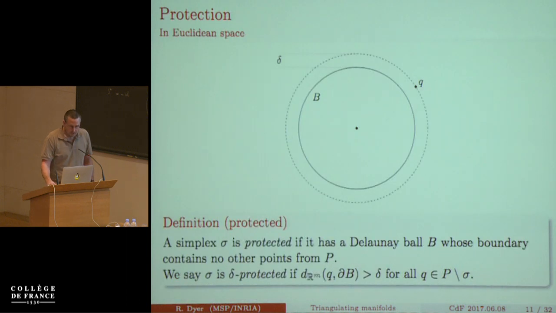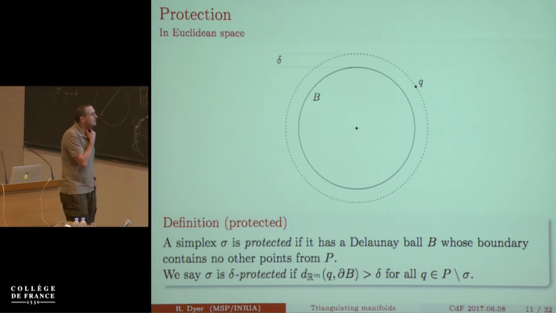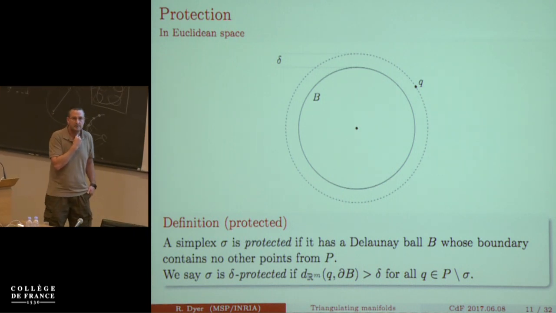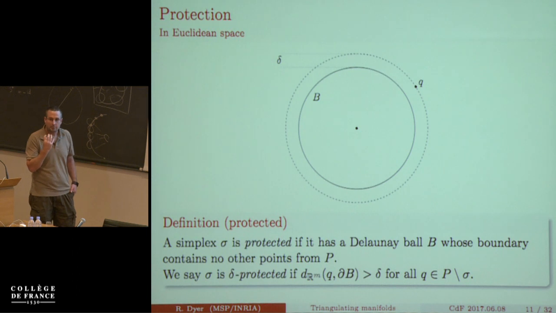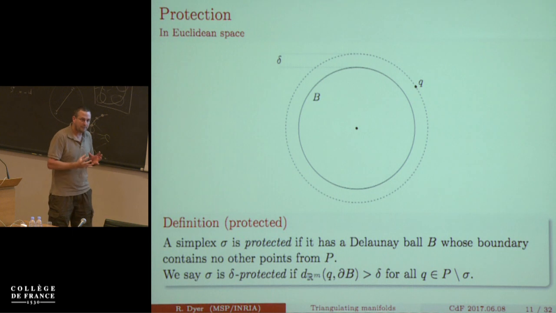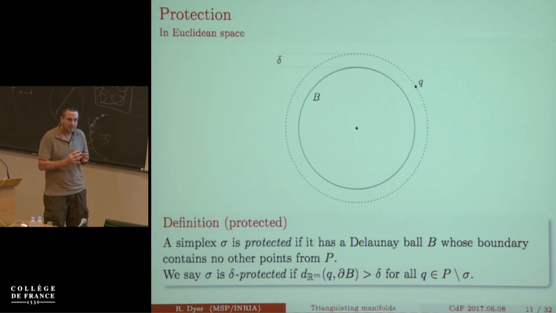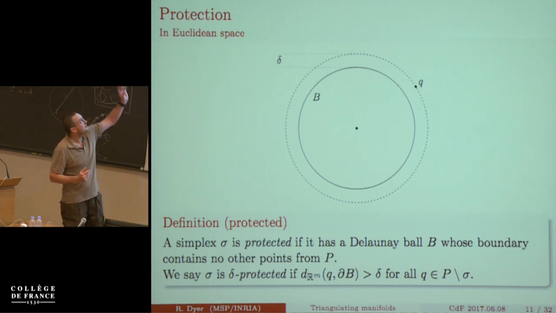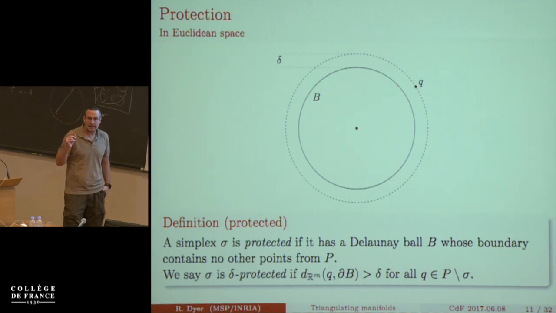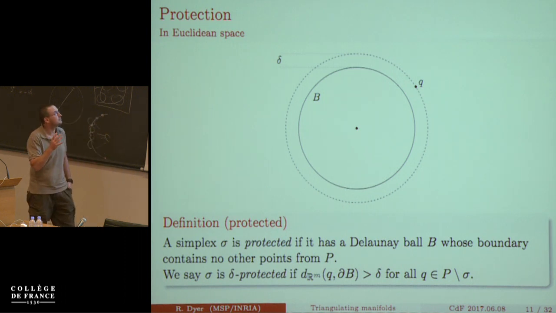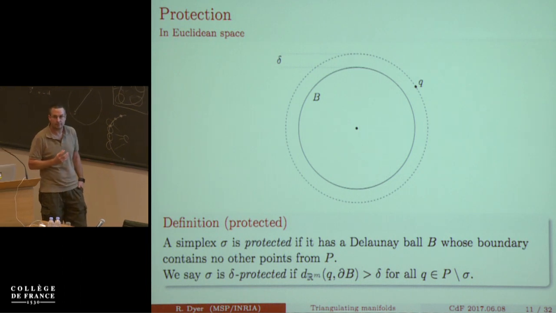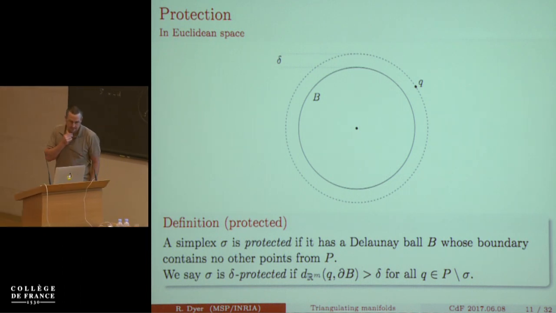Okay. So what we do to deal with this, now I'm back in Euclidean space. I look at my Delaunay balls, and I demand that they're protected. So not only do I not have too many points that are on the ball, but I demand there's a little bit of a buffer zone around it. There's some distance delta, and any other point that's going to be a vertex of a Delaunay simplex has got to be a distance delta away from my Delaunay ball, and then I say it's delta protected.